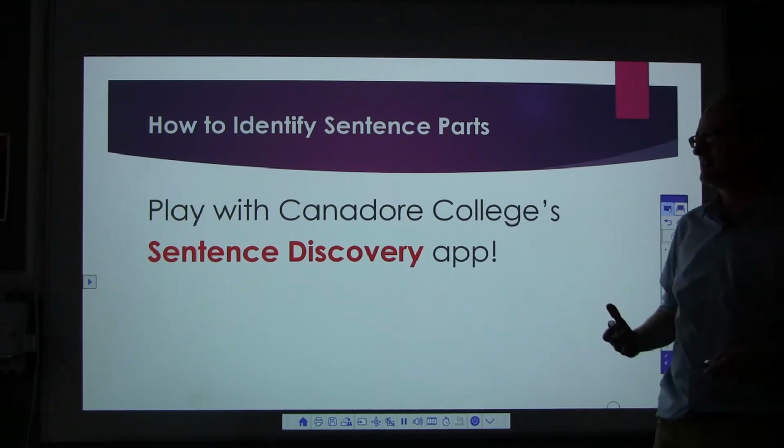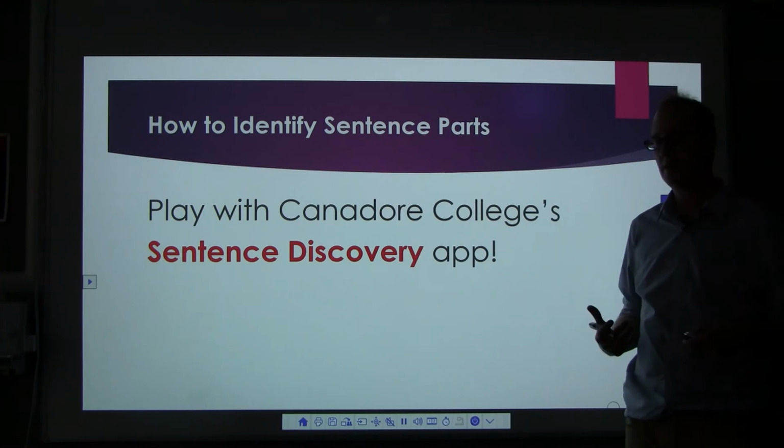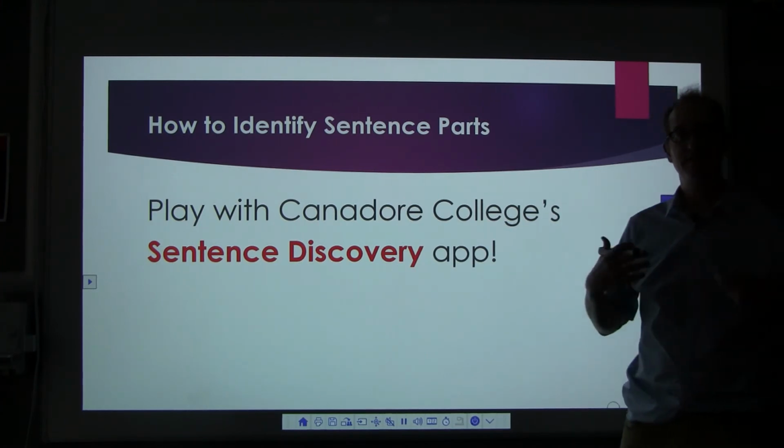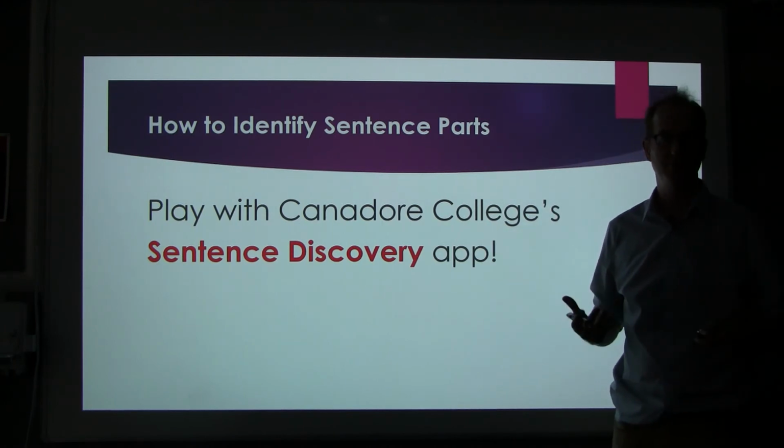So how to identify sentence parts? Again, it's really important to play with the Sentence Discovery app, and that will help you identify subjects, main verbs, modifiers, conjunctions, and objects in a sentence.